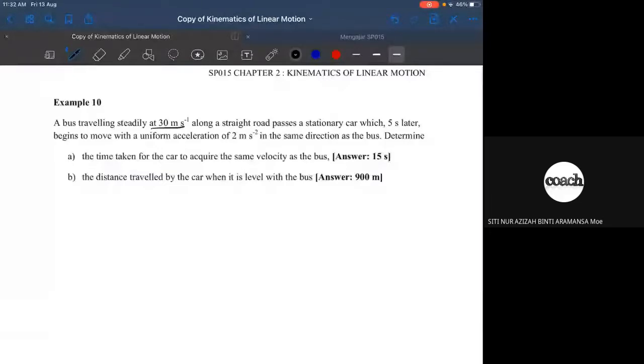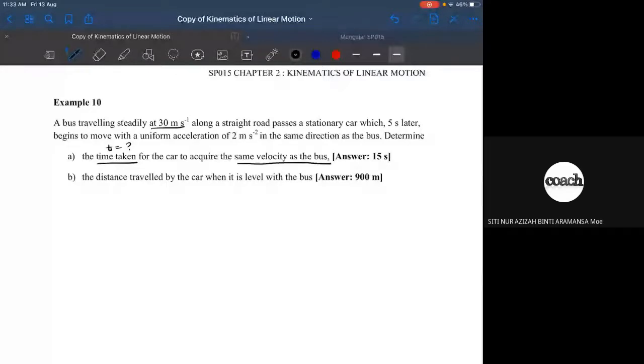Tapi car tu 5 second later begins to move. Maksudnya masa bus tu gerak, dia dah lepasi kereta tu, and then 5 saat kemudian kereta tu bergerak pula. The car 5 second later begins to move with acceleration of 2 meter per second squared in the same direction as the bus. Okay, dapat bayangkan situasi dia. Bus jalan dulu, 5 saat kemudian baru kereta gerak. Determine the time taken for the car to acquire the same velocity as the bus.